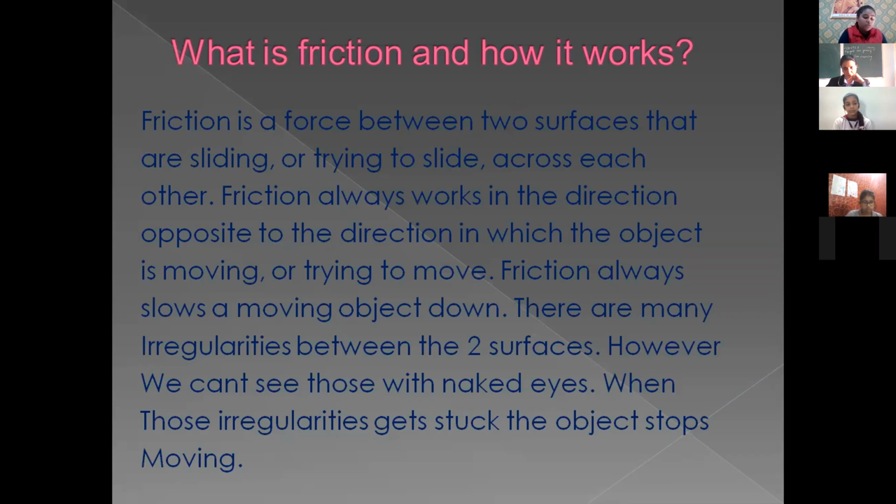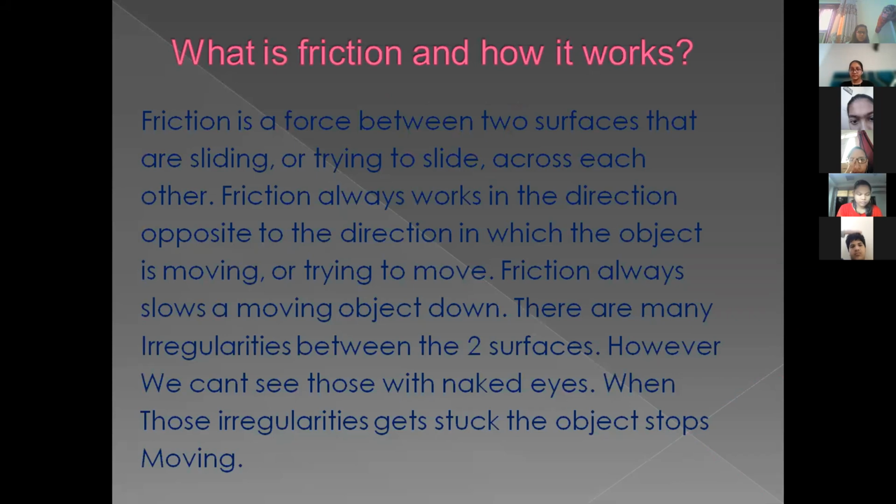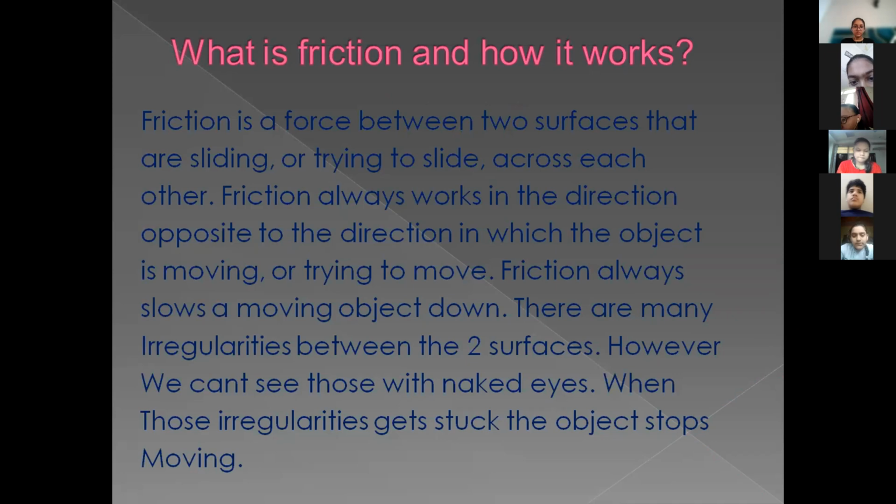Friction is a force between two surfaces that are sliding or trying to slide across each other. Friction always works in the opposite direction of the movement of the object, which slows down the moving object. There are many irregularities between the two surfaces that are moving. We cannot see those irregularities with our naked eyes. When those irregularities get stuck, the object stops moving.